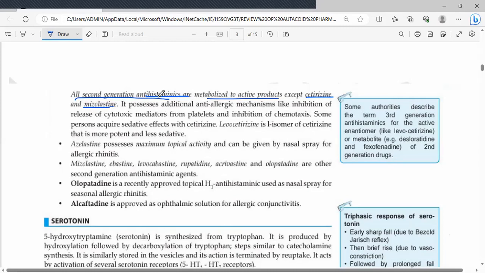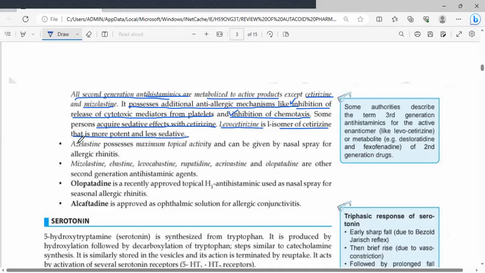Now, cetirizine possesses additional anti-allergic mechanisms; for example, it inhibits the release of cytotoxic mediators from platelets. Okay, and also it inhibits chemotaxis. So apart from being antihistaminic, its other anti-allergic effects are these: inhibiting the release of cytotoxic mediators from platelets, and inhibiting chemotaxis. Now, some persons acquire sedative effects with cetirizine. Note that. Now, levocetirizine is an isomer of cetirizine, and it is more potent and less sedative.